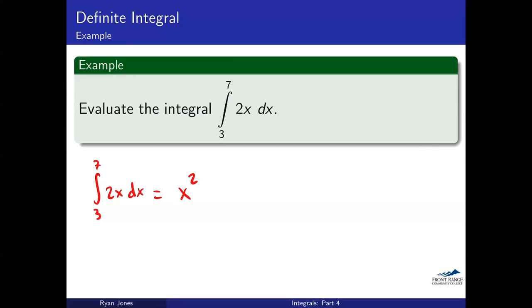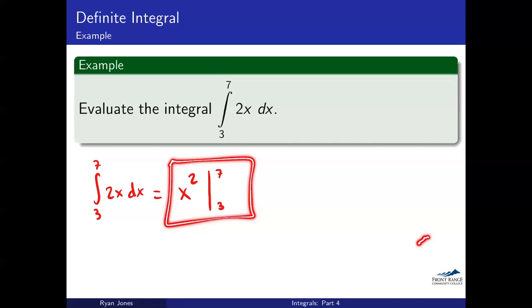And the notation here looks a little new, possibly. It's a bar with a 7 on the top and a 3 on the bottom. So I'm going to box this right here, and I'm going to read this out verbally. x squared evaluated at 7 minus x squared evaluated at 3. And notice there's no minus sign anywhere in that box, but that's what this means. This bar means, hey, take what precedes it and evaluate at these numbers that are there.